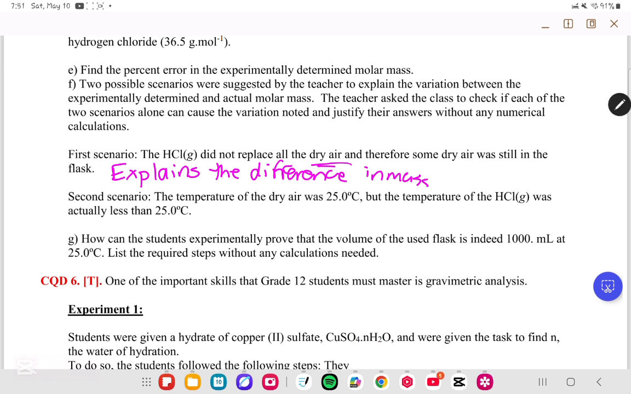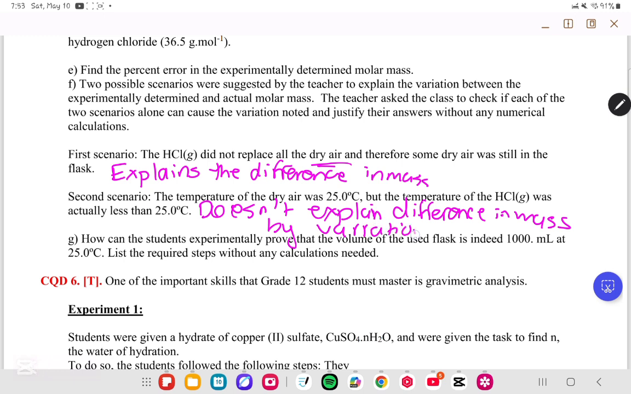So the second scenario, the temperature of the dry air is 25 degrees, but the temperature of HCl was actually less than 25 degrees. Okay, look, the temperature has nothing to do with the difference in mass of gases. So it doesn't explain the difference in mass by variation. Sorry for the bad handwriting, by the way.